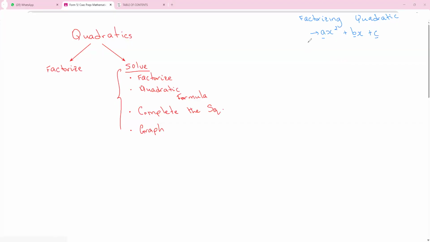When we're factorizing, we are basically introducing brackets. So let's take a look at some quadratic questions that we can factorize. It's important to note that not all quadratics can be factorized. Right, so not all quadratics can be factorized. And that's one thing that we have to remember.